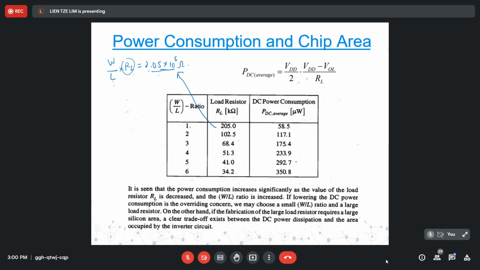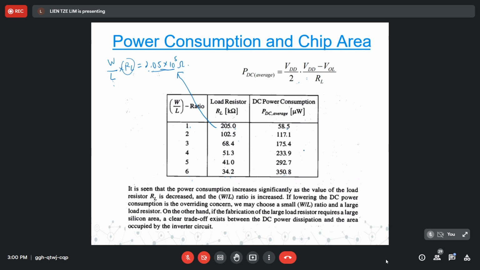From this table, there are some conclusions we can get. When the load resistor is high, the power consumption is low. When the load resistor value is small, the power consumption is high. So when we choose one that is suitable for the inverter design, we need to choose the one that has a lower power consumption.